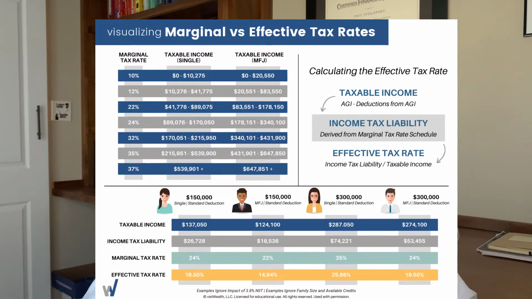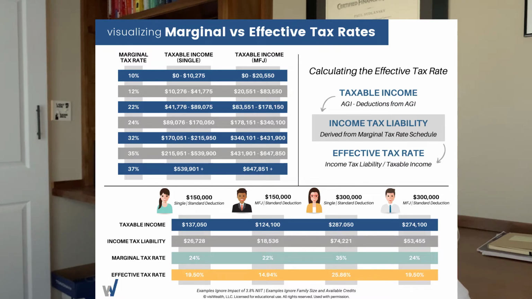Take a look at this slide from our friends at VisiWealth, and you can see the tax brackets in the top left-hand corner. Column 1 is a single filer, and the second column is a person who is married filing jointly. Both groups start out in the 10% tax bracket. However, you can see the single filer only goes up to $10,275, where the married filing jointly filer has double that. So what that means for a single filer is that the first $10,275 of income is taxed at a 10% rate.